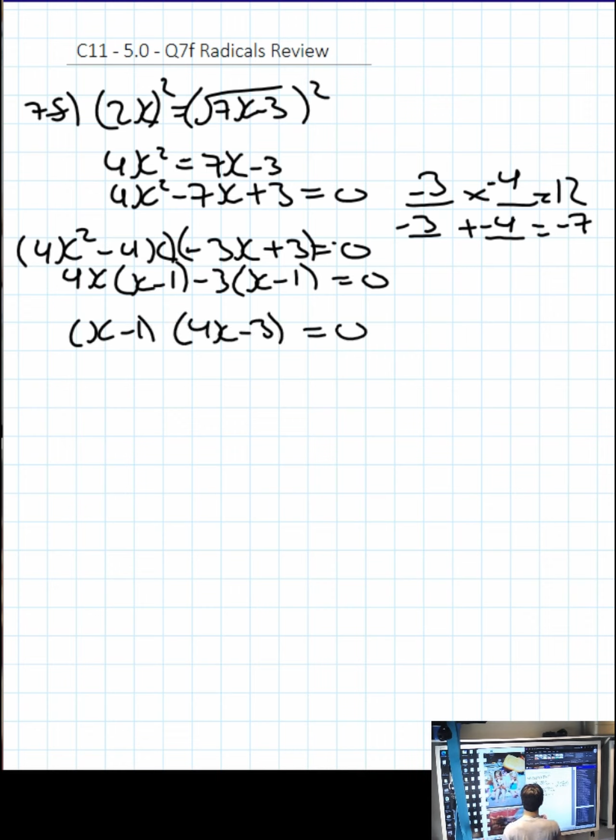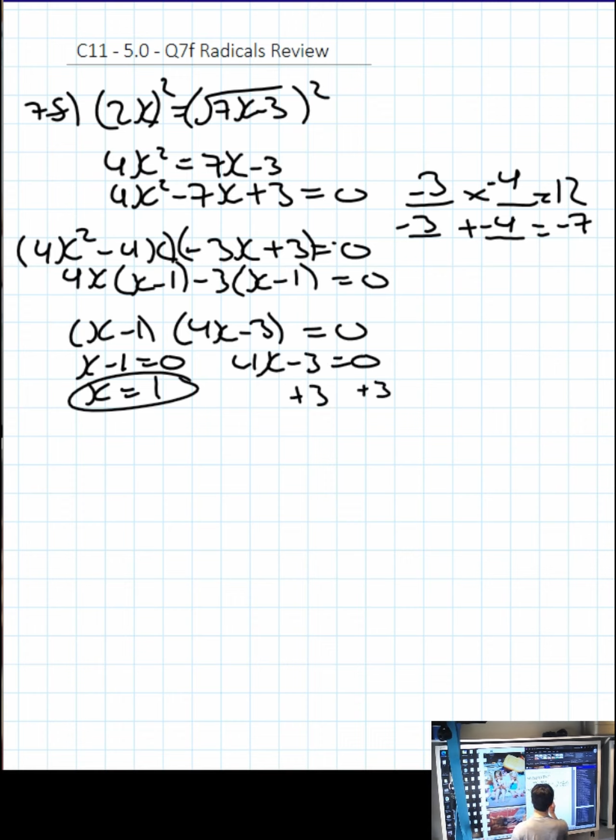This time we're going to set our factors equal to 0 separately and solve. We have x minus 1 equals 0, and we have x equals 1, circle our answer. And 4x minus 3 equals 0. We're going to show all the steps for this one, adding 3 to both sides. 4x equals 3, and dividing both sides by 4, x equals 3 over 4, circle our answer.